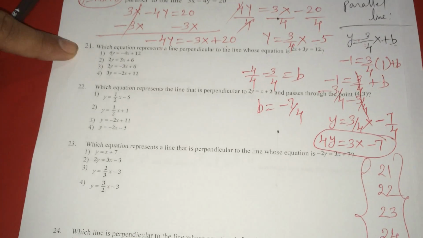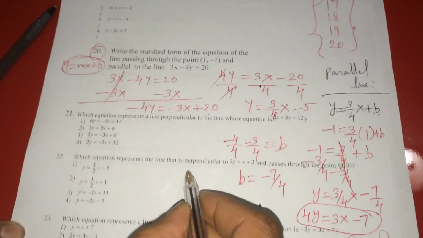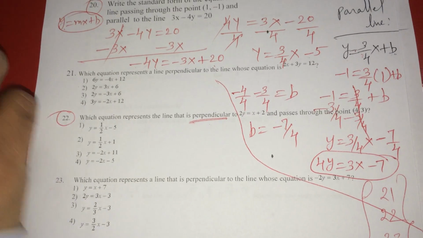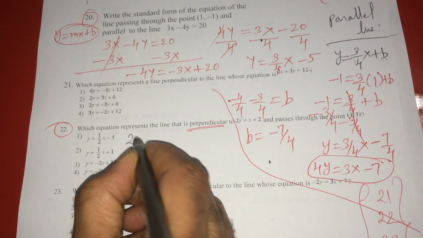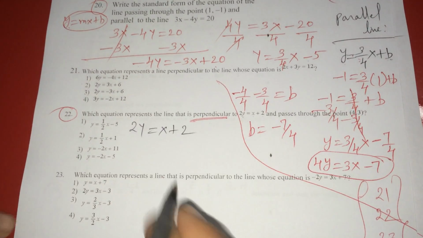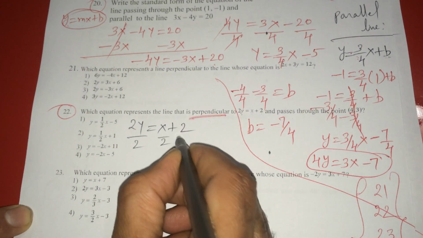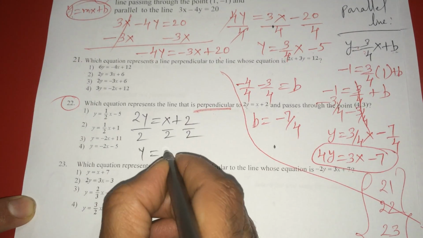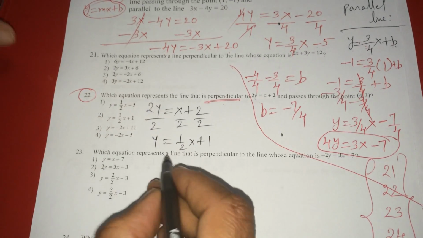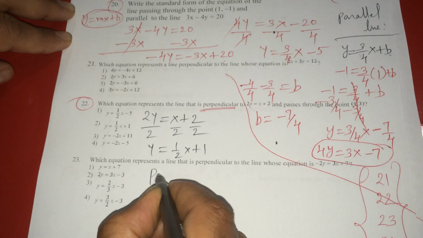Now let us see the 21st, 22nd, 23rd, 24th. All are the same type. Everywhere you have to find the equation of the perpendicular line. Therefore I can do the equation of the perpendicular line. For that, first I take the given line, that is 2y equals x plus 2. So I am dividing with 2 on both sides. Then I get y equals 1/2 x plus 1. This is the given line. For this given line, I write the perpendicular line.